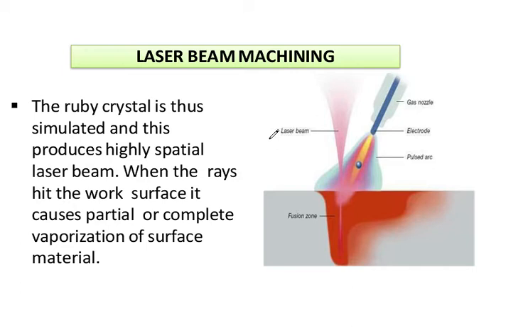This is the laser beam, and this is the gas nozzle. Through this electrode you can see a pulsed arc has been generated, and you can see the fusion zone. This is the fusion zone. Okay, so an interesting thing is occurring here, in the fusion zone.